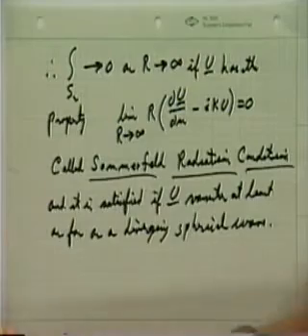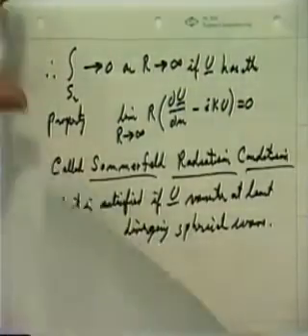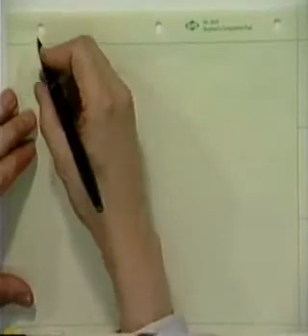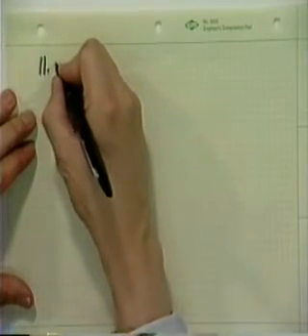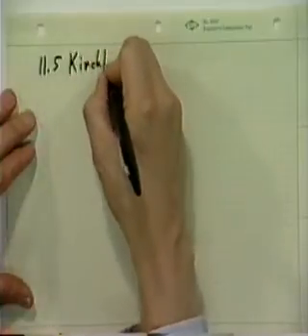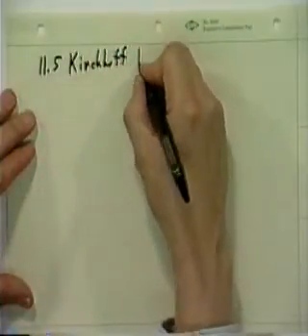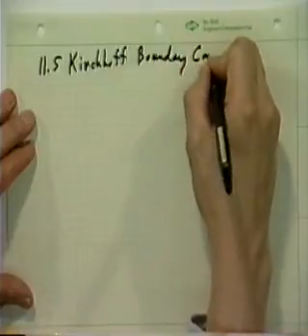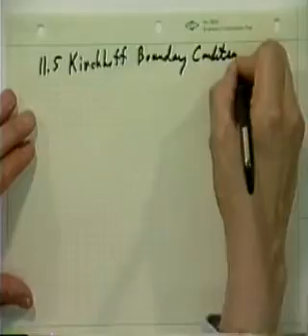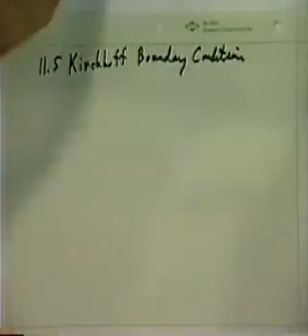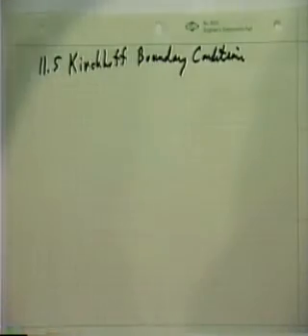Okay. So getting to the integral over S1 will take us to the next section here, which is called, well, it's 11.5, and it's called the Kirchhoff boundary conditions. So our goal then is to figure out some way of integrating over this surface here, S1.